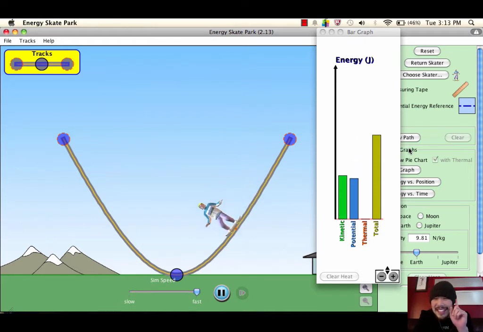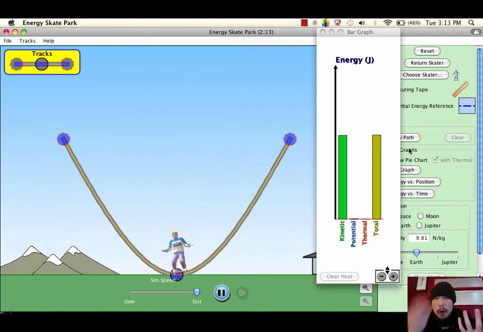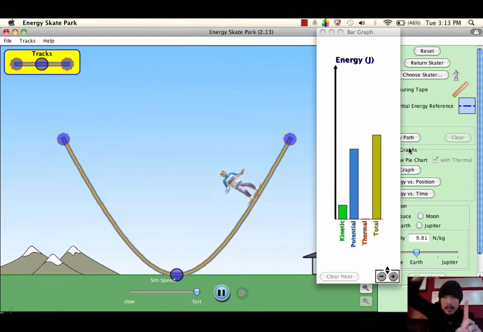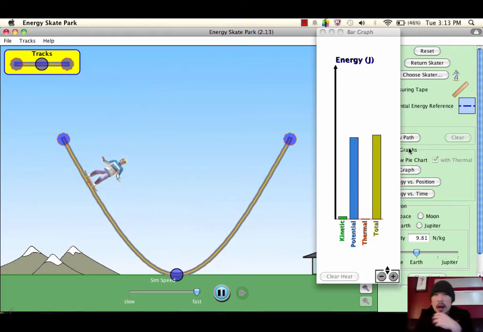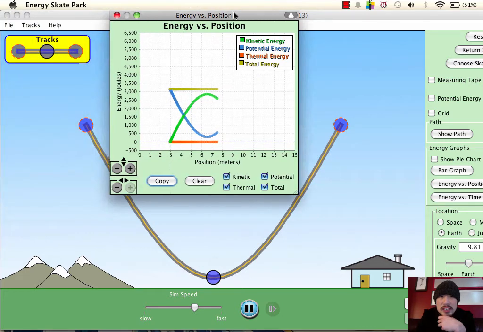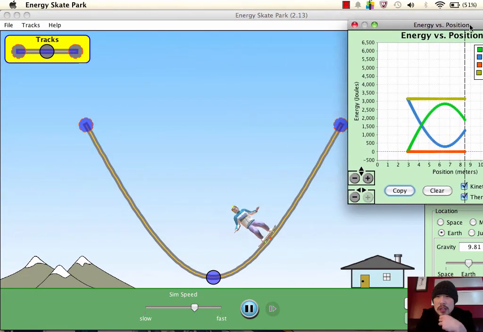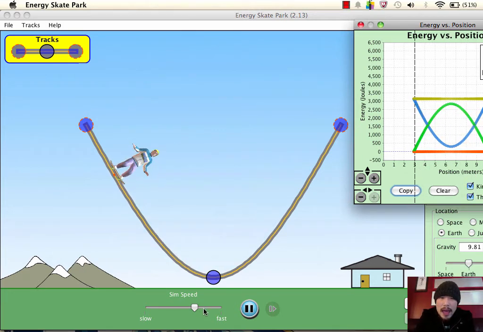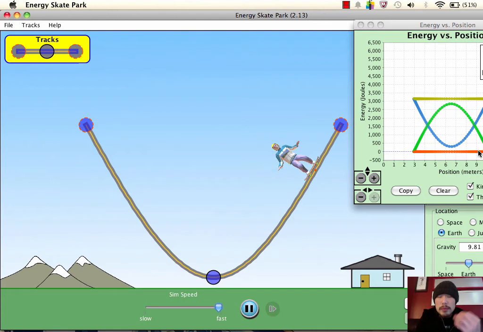However, what is not proportional is the relationship between kinetic energy and potential energy. They are inversely proportional. Means if kinetic energy goes up, potential energy must come down. Okay? A good way to look at that is another type of graph. Here we have a position versus energy graph. Alright, so in this position versus energy graph, we can clearly see that as the kinetic energy, which is represented in green, goes up, the potential energy, which is represented in blue, goes down.